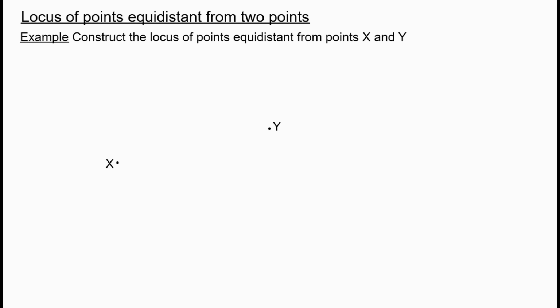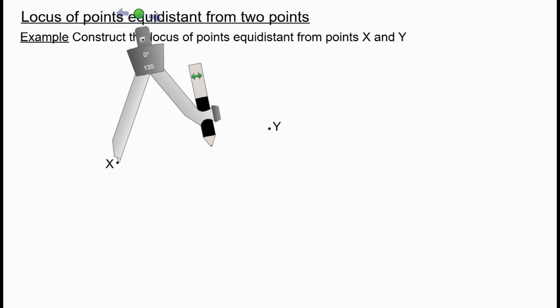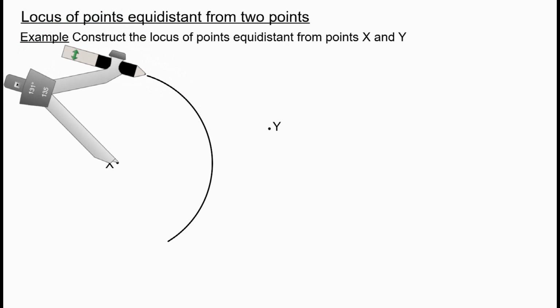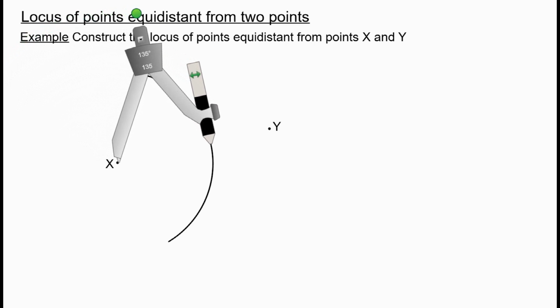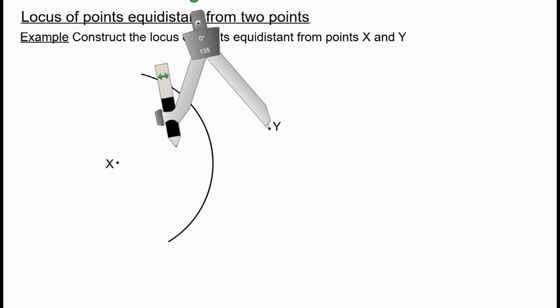So if I want the locus of points equidistant from x and y, I need to construct the perpendicular bisector to the line xy. So what I would do, I would get my pair of compasses. I'm going to put the compass point on x, and I'm going to open up the compass more than halfway along the line between x and y. And I'm going to draw an arc. Then, leaving my compass just as open as it was, I'm going to put the point on y, and I'm going to draw another arc.